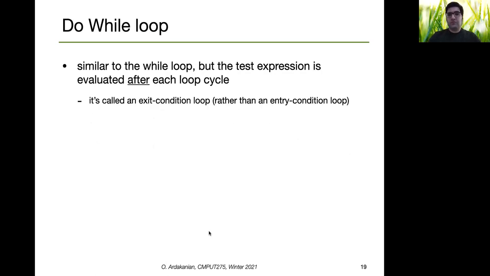Now, another type of loop is the do while loop. It's very similar to the while loop. The only difference is that the test expression is evaluated after each loop cycle instead of evaluating it before each loop cycle, which happens in the while loop. So for that reason, it's called an exit condition loop. The while loop or the for loop is an entry condition loop.